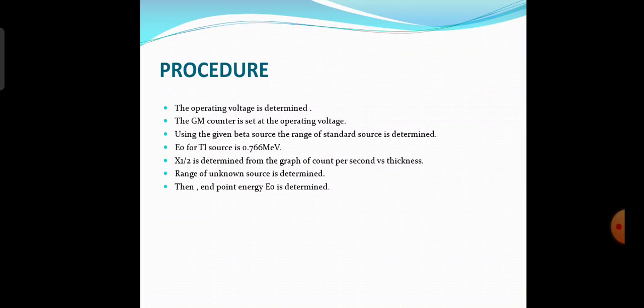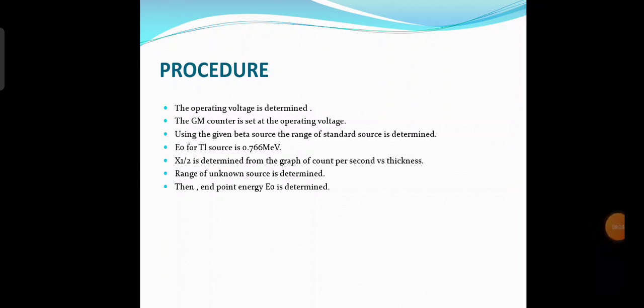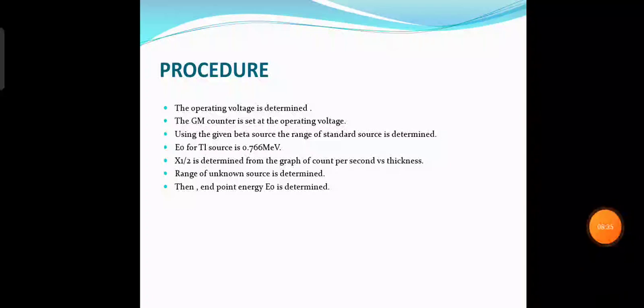Here the procedure that we follow is, first of all, we have to determine the operating voltage at which the GM counter works. Operating voltage is the voltage which we set on the apparatus. First of all, as the preliminary adjustment, we make the connections and place the source facing the end window of the detector. This is the apparatus used for the experiment.